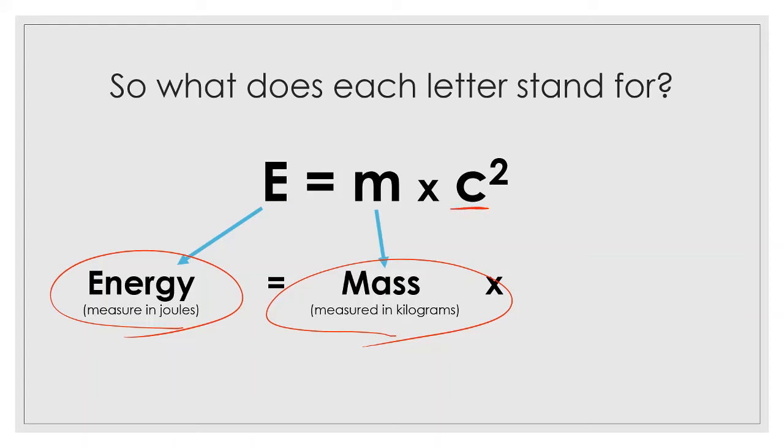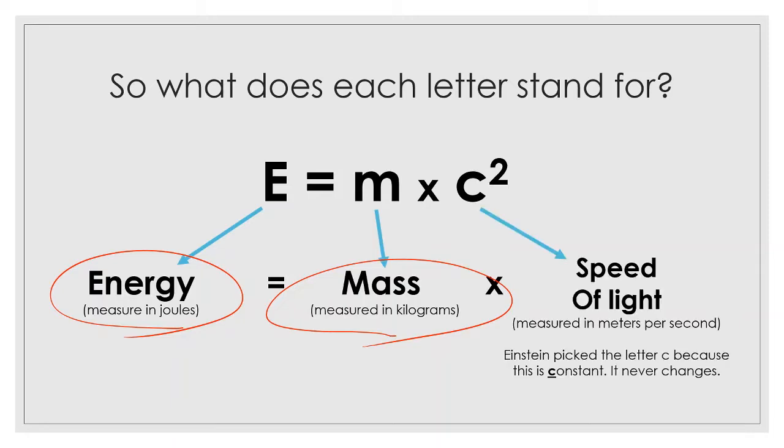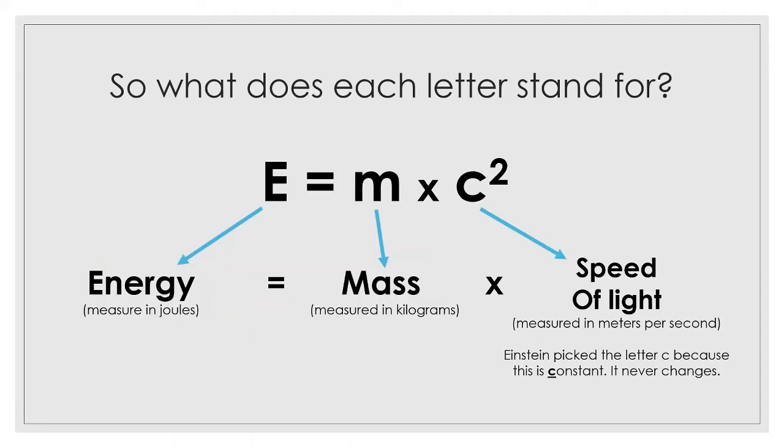Lastly, c squared seems like this unusual one, but even c squared is something that we have already talked about in science class. C stands for the speed of light. It's being measured in meters per second, just like velocity in the kinetic energy formula. And the reason why the letter C is being used, instead of SOL for speed of light maybe, is because Einstein picked this letter C because C is constant. It's a number that never, ever changes. It's always the same speed, the speed of light, no matter where you go in the entire universe. And so C stands for constant, but really what it means is the speed of light.